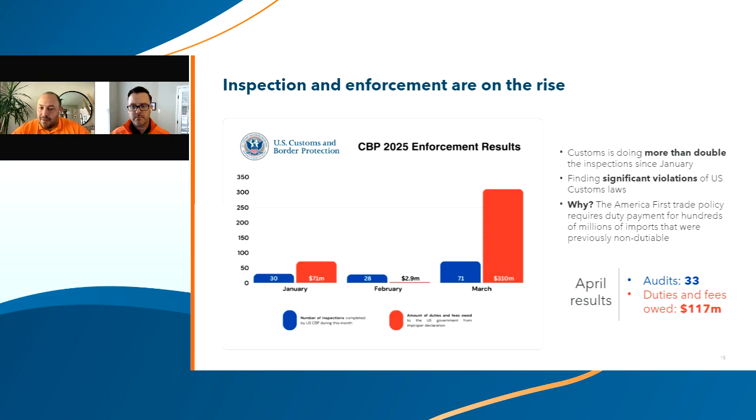Audits have dropped a little bit, but again, another $117 million in duties and fees owed. So if you were just to average that out over the course of a year, that's almost over $1 billion in extra tariffs from Border Patrol.